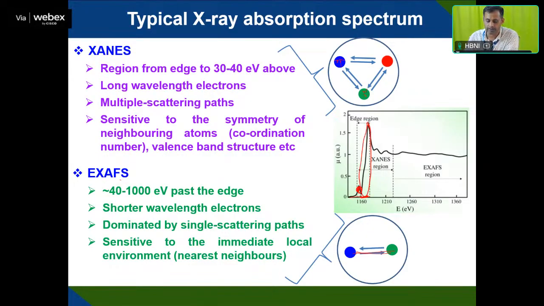This is a very small range, and here is the pre-band edge. Within the short range you get XANES, and beyond that you have extended EXAFS, up to 1000 electron volts past the edge. Mainly, XANES is sensitive to the symmetry of the neighboring atoms. Since 3 or multiple atoms are there, you'll be able to get coordination number, valency, and band structure information. But in the case of EXAFS, it is nearest neighbor only, so you will see the local environment and the bond length, all those parameters, from here.